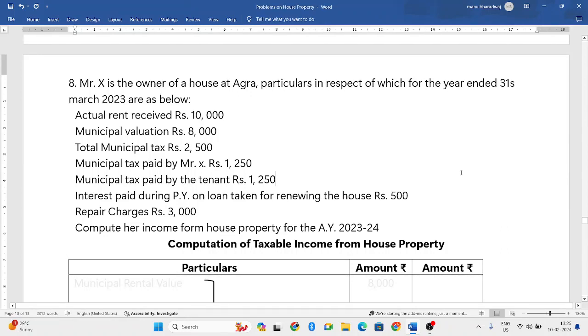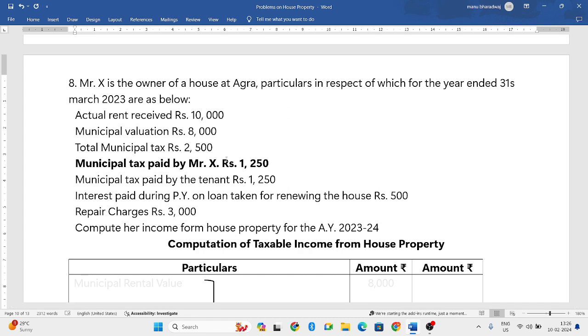In this particular video, we'll solve one more problem related to income from house property. So they have given that actual rent is 10,000, municipal valuation they have given. Next, total municipal tax is 2,500. In that, tax paid by Mr. X, the assessee, is 1,250. The tenant has paid 1,250.